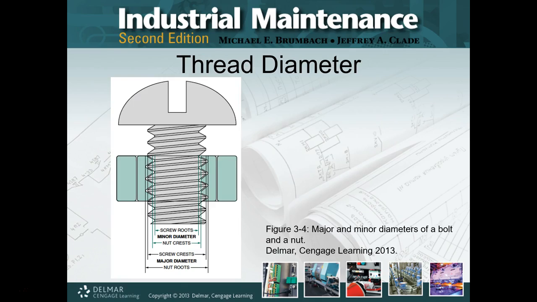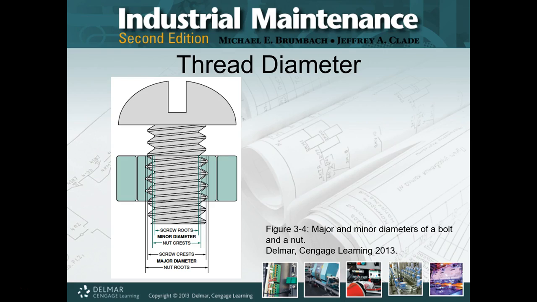So we've got diameters we've got to worry about. We've got the minor diameter and the major diameters. The fun part is that it all depends on what part you're talking about. So that's the fun part. The major diameter for a screw is going to be on the crest. The major diameter for a nut is in the root.